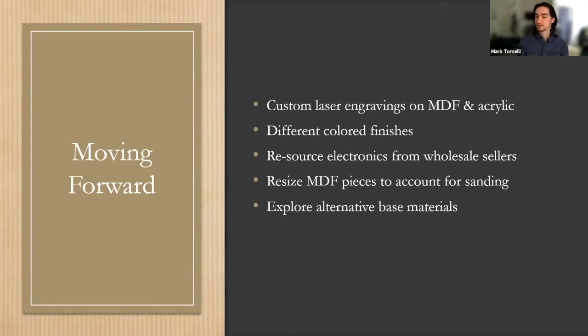Besides that, we'd like to see if we could offer different color finishes besides the clear and the black. Definitely resource our electronics. As Ben was saying, that was a huge cost for us because we were buying them as consumers off Amazon. So if we could wholesale buy those electronics, it'd be a lot cheaper. Resizing the MDF pieces to account for the sanding would be good so that things actually stay square like they're supposed to. And definitely exploring alternative base materials because, like I said, even though the MDF worked, it isn't perfect.